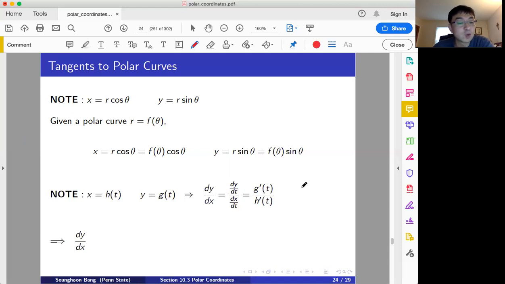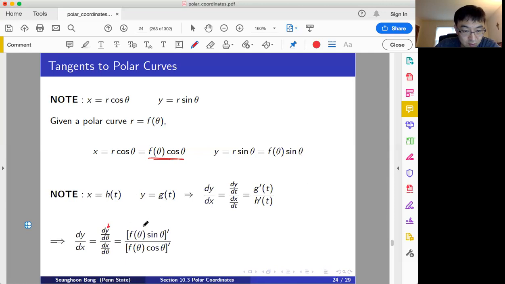So what is dy/dx of a polar curve r equals f of theta? We can use this rule, dy/d theta over dx/d theta. Exactly, (f of theta sine theta)' over (f of theta cosine theta)'. Because y is f of theta sine theta, you plug into here. And x is f of theta cosine theta, you plug into here. So we have this rule.